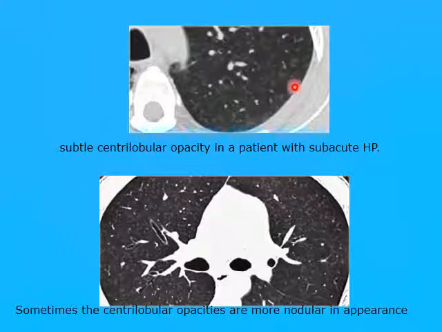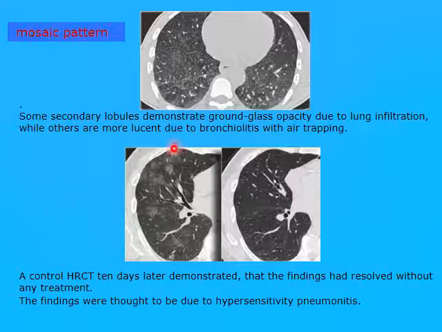Again, subtle centrilobular opacities. Sometimes centrilobular opacities are more nodular in appearance, like these. Maybe ground glass or nodular like this. Okay. This is the mosaic pattern. You have areas of ground glass opacities and areas of air trapping. More obvious case, patches of ground glass opacities.